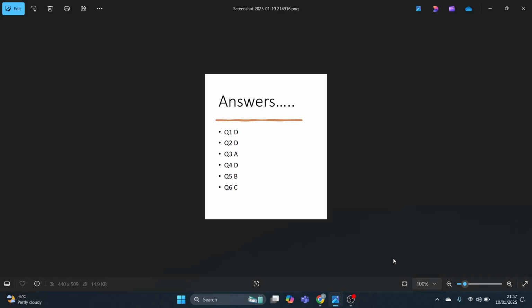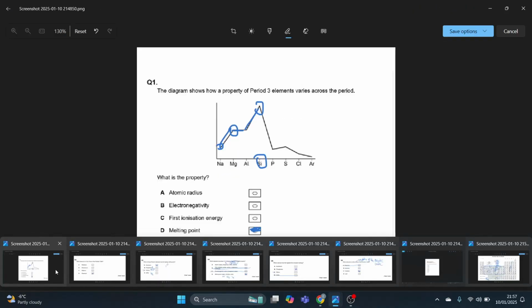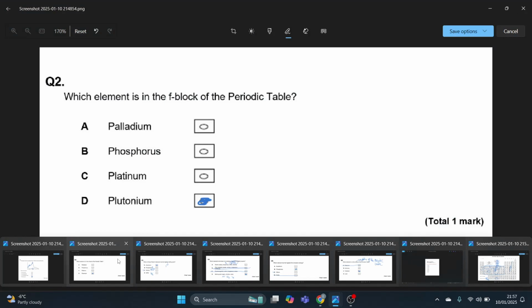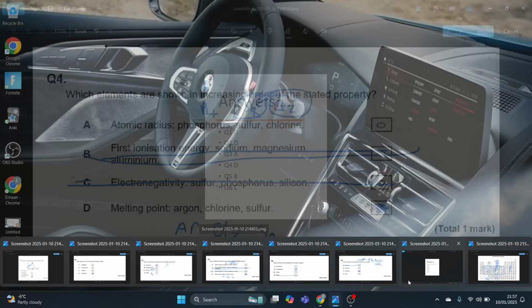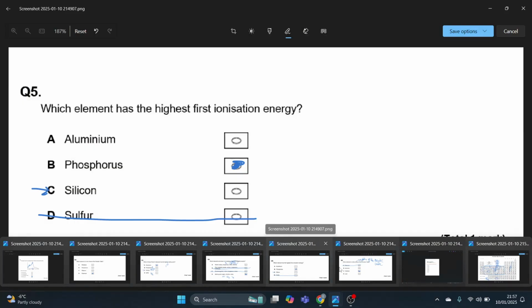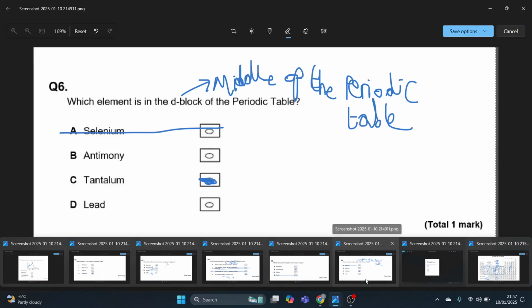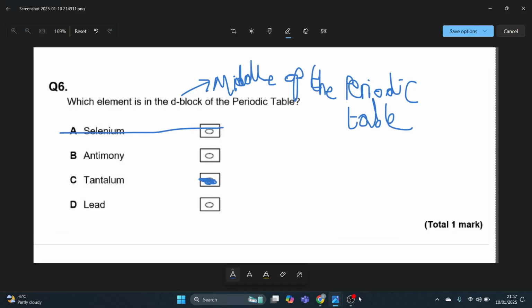Now that's the end of the multiple choice questions. Let's mark it. Question 1, D. Question 2, D. Question 3, A. Question 4, D. Question 5, B. Question 6, C. Perfect. That's the end of the multiple choice questions.